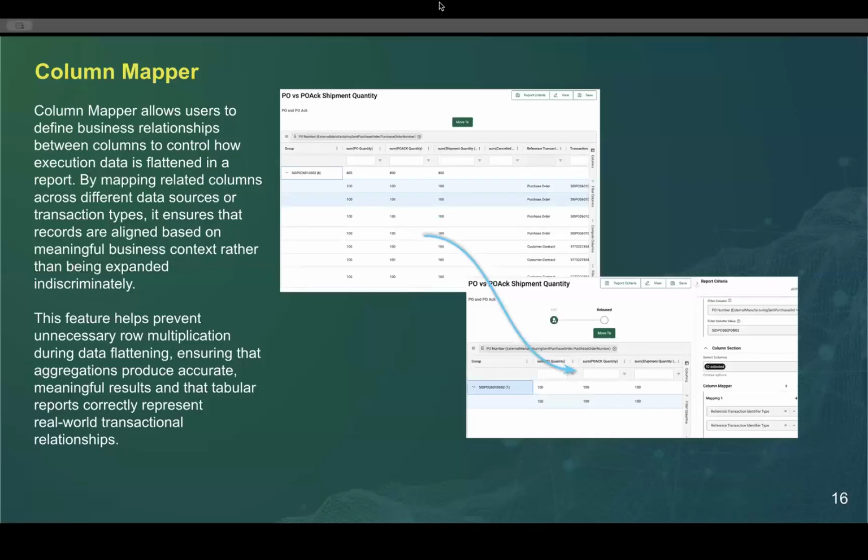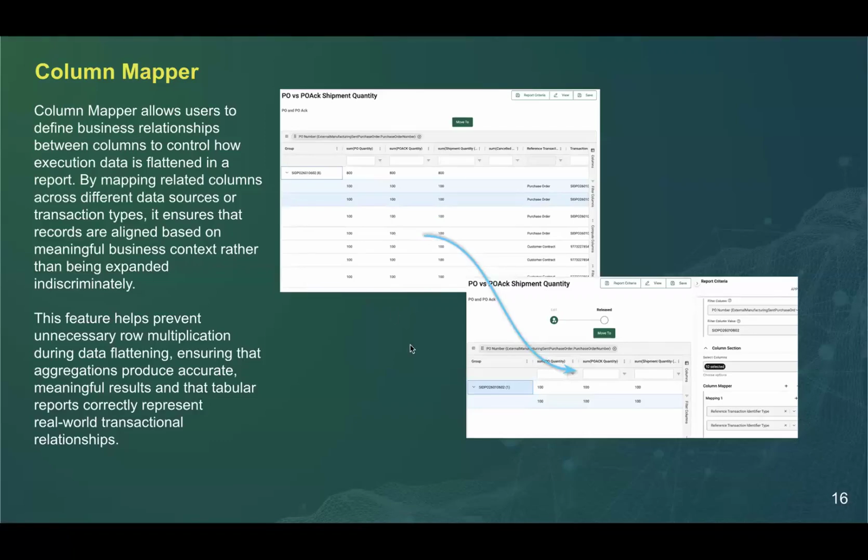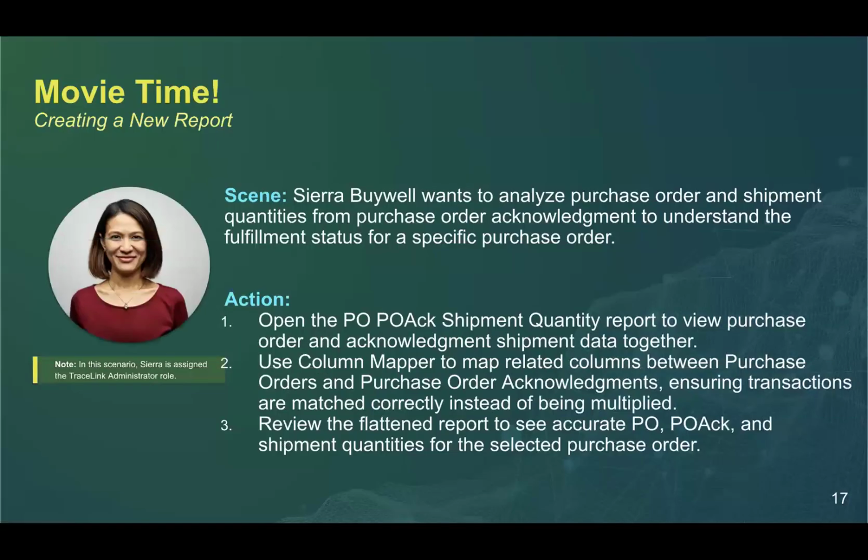Then I have a last feature here, column mapper. The column mapper allows users to define the business relationship between columns to control how the execution data is flattened. By mapping the related columns, we can ensure that the records are aligned based on business context. This feature also prevents unnecessary row multiplication during data flattening, which ensures accurate aggregate data. I'll explain with an example what I mean by that.